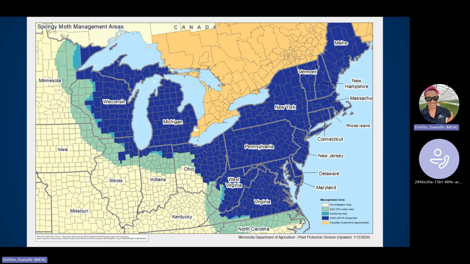Spongy moth was introduced to the United States in the late 1800s near Boston, Massachusetts. 150 years later, spongy moth has spread to the central U.S. Looking at this map, the dark blue represents where spongy moth is currently quarantined. The light green area represents the slow the spread zone, where moth populations are surveyed, monitored, and actively managed. Lake and Cook counties are currently the only counties quarantined in Minnesota.